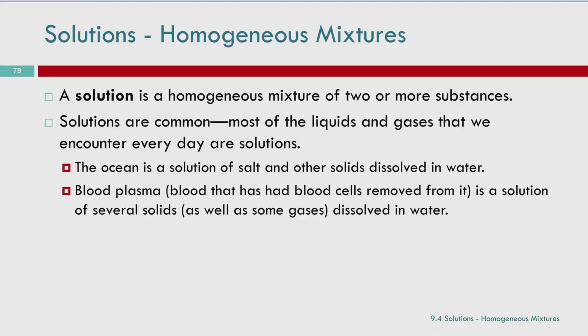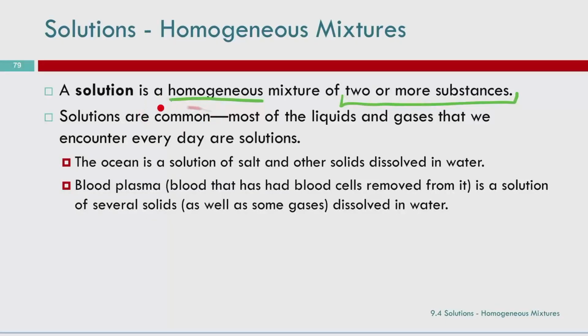We're finally getting into solutions. So a solution is a homogeneous mixture. That means that it's one smooth, consistent layer of two or more substances. They can be the same type of substance, they can be compounds, they can be different elements, just two or more substances. Solutions are super common. They're all over the place. So again, solution is a homogeneous mixture, smooth, consistent mixture of two or more substances.